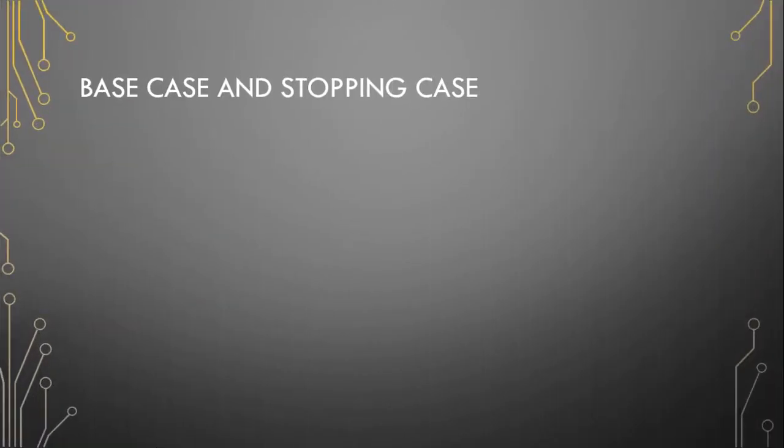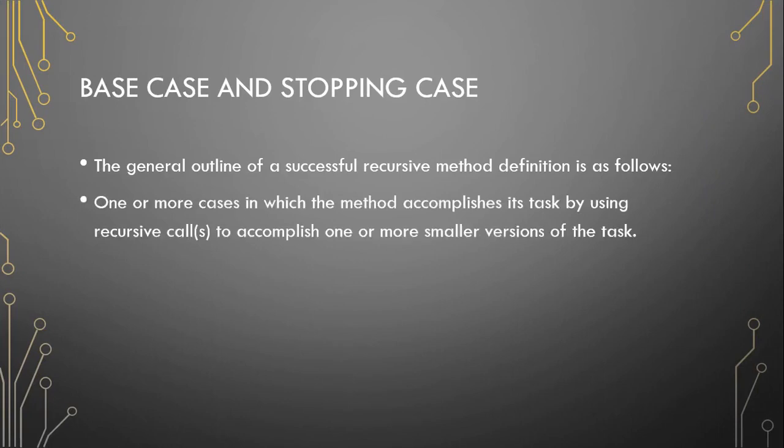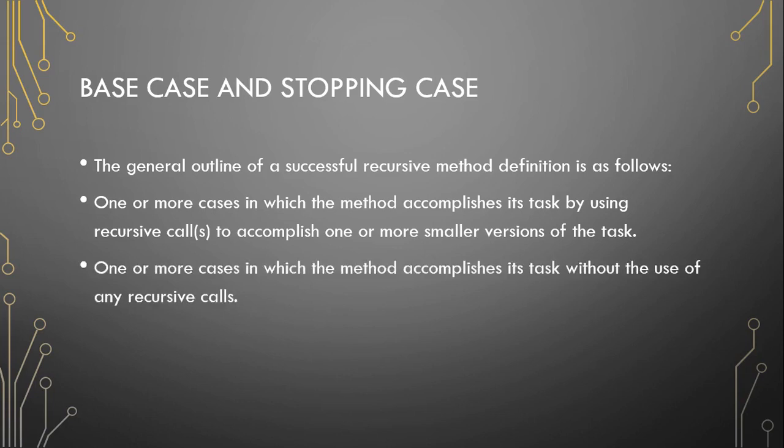So when we look at recursion, there's 2 things to look at, base case and stopping case. The general outline of a successful recursive definition is as follows. One or more of the cases in which the method definition accomplishes a task by using recursive calls to accomplish one or more smaller tasks. One or more of the cases in which the method definition accomplishes tasks without the use of any recursive calls.